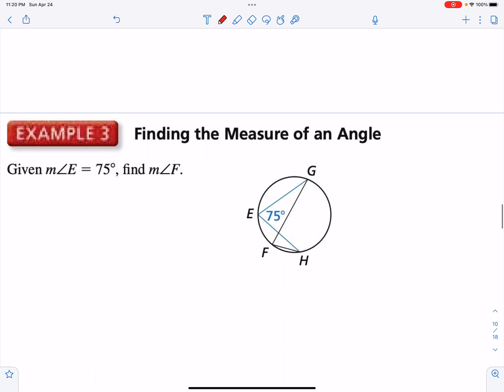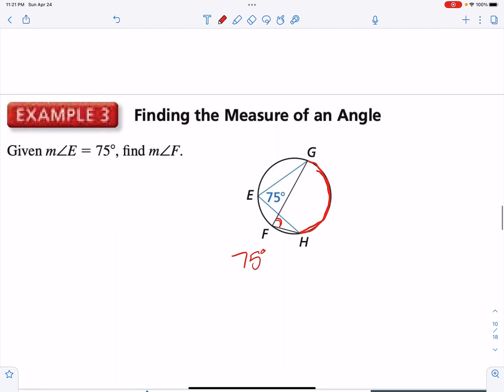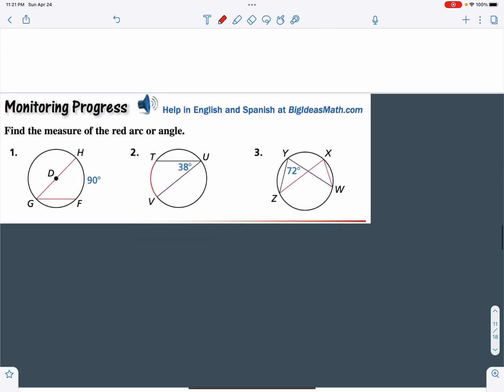So again, it's kind of alluding to that once again in this problem. We have this arc here being created by angle E, or HEG, at 75 degrees, and then they want us to find this angle right here. Well, it has to be 75 degrees. They're creating the same arc. Pretty straightforward. So again, take some time, find the measure of the red angle or the red arc that is inscribed inside the circle or being created by the angle inscribed.